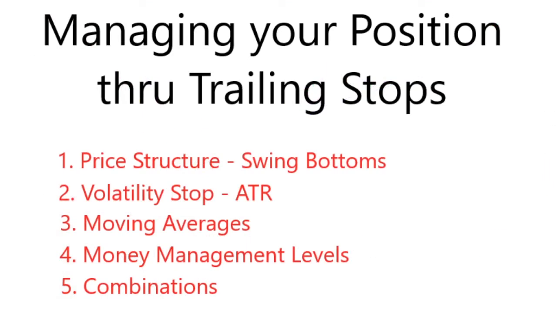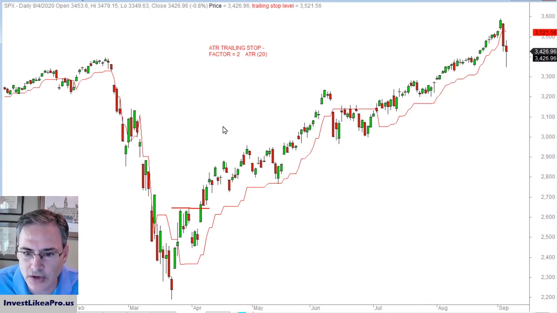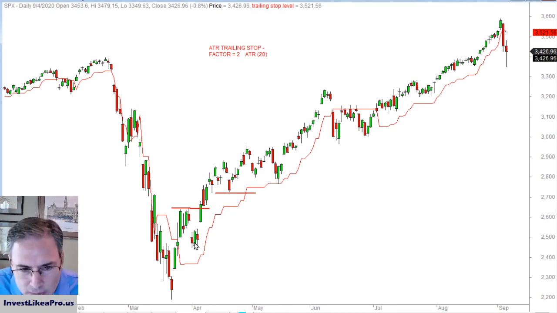The final thing I want to talk about is combinations. I've already alluded to this a little bit, and the combinations would be using any one of the two methods, or even more, where you could use the swing bottoms and the ATR together. So let's actually go to the ATR. Again, if I get a move like this, I'm going to have my hard stop here. When you're using the ATR, once you have your initial stop, it should always be a hard stop. Always use a hard stop, meaning put it in with the system and do not mess around with your initial stop.